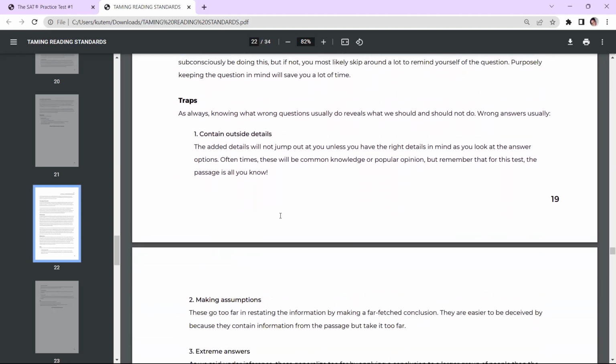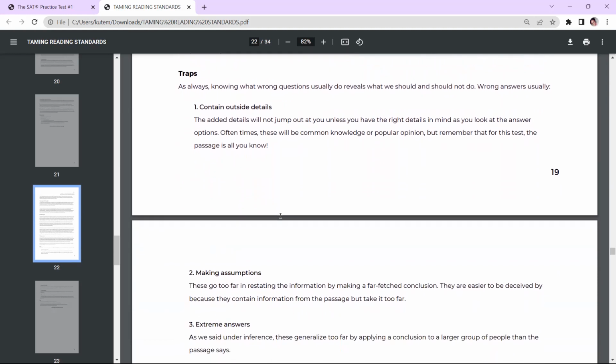So the next part is the traps that mislead most people. I've already mentioned them, but I'll still go through them to emphasize what you should avoid as you go through these questions. Okay, so wrong answers will usually contain outside details. This is maybe in case you have a science passage, and there's something that's kind of obvious because you've done science before, but it's not given to you in the passage. That's never going to be the right answer. The other details are not going to jump at you unless you already have the right details in mind as you look at the options.